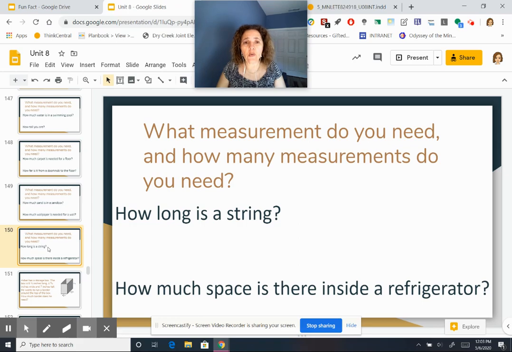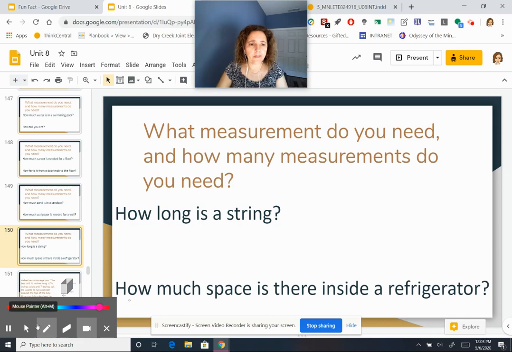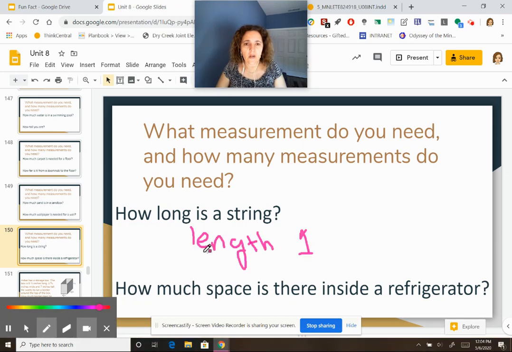Which measurement do you need and how many measurements do you need? How long a string is, okay? So pause the video and write it down and then come back to me. Okay, if you said length with one measurement, you would be correct.